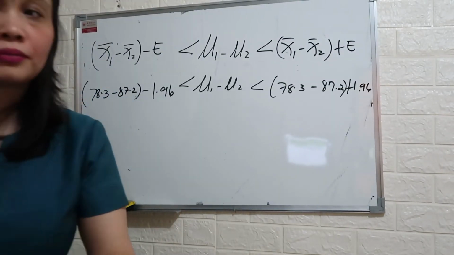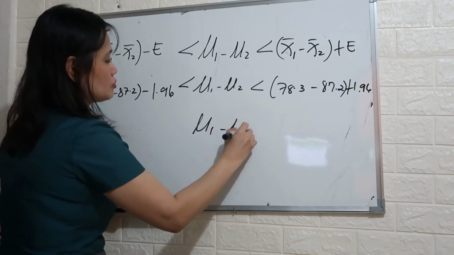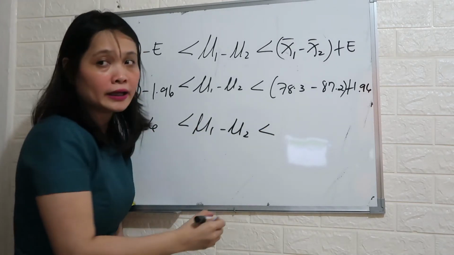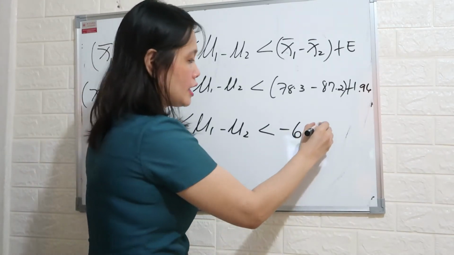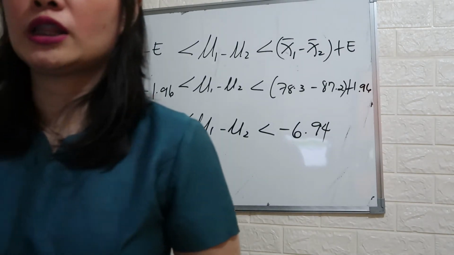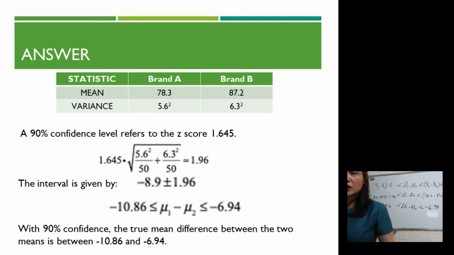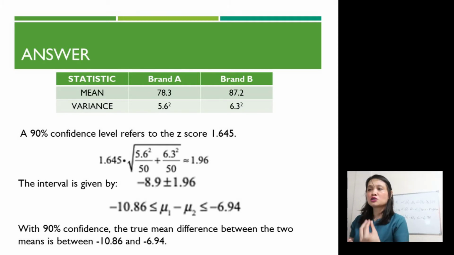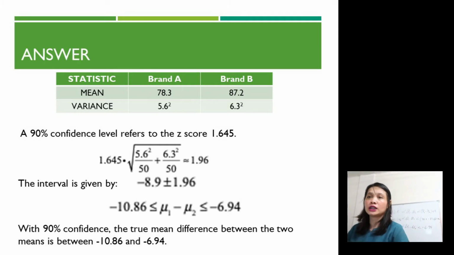So the answer is mu sub 1 minus mu sub 2 greater than negative 10.86 but less than negative 6.94. With a 90% confidence, the true mean difference between the two means is between negative 10.86 and negative 6.94. So that is your conclusion, and that will be your answer.